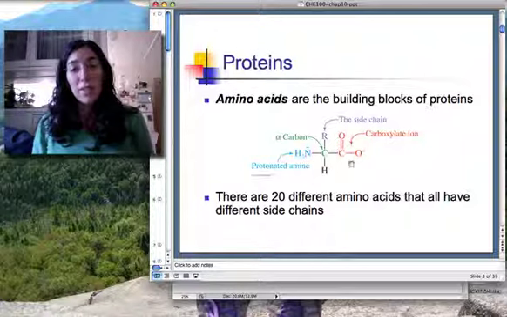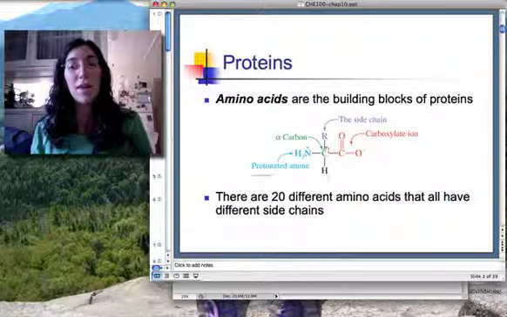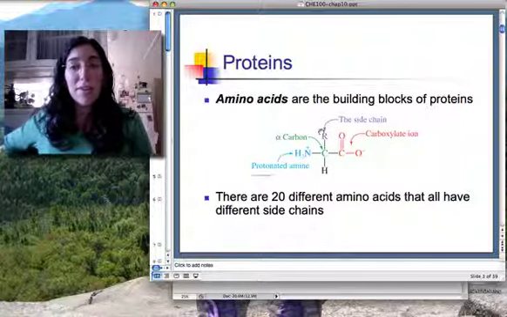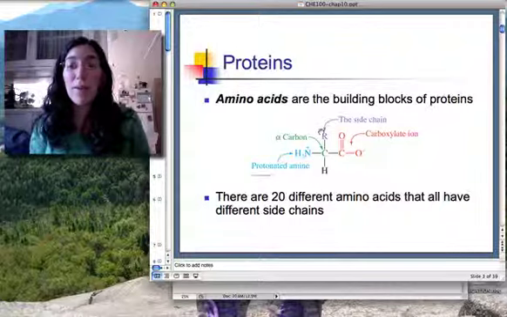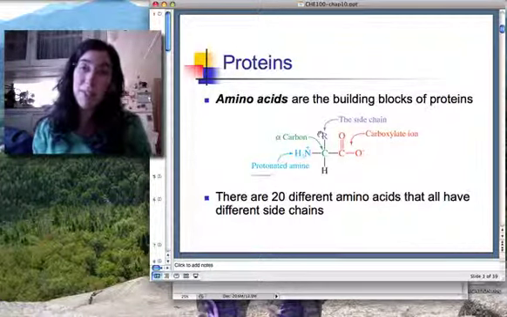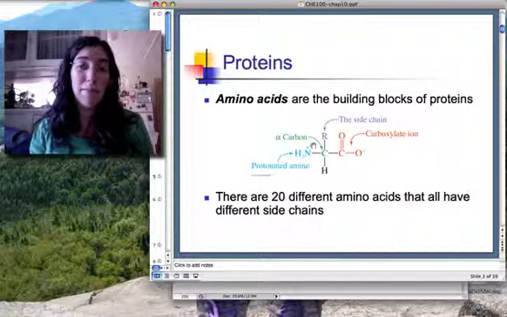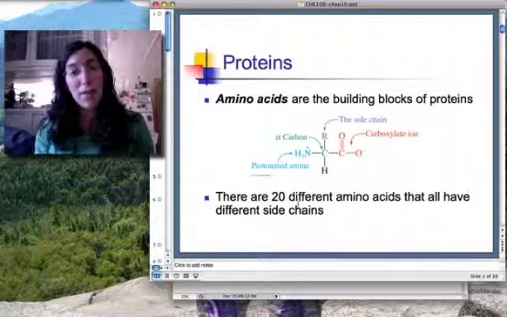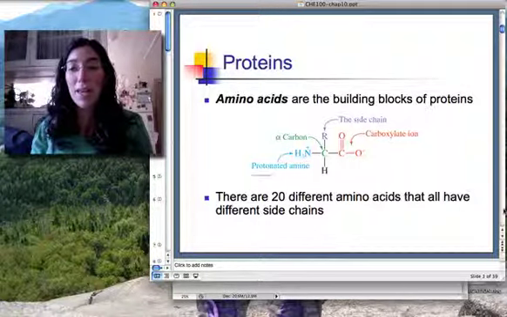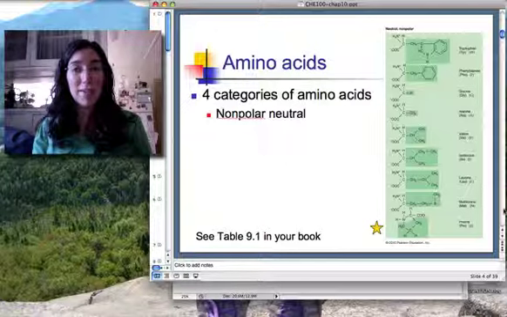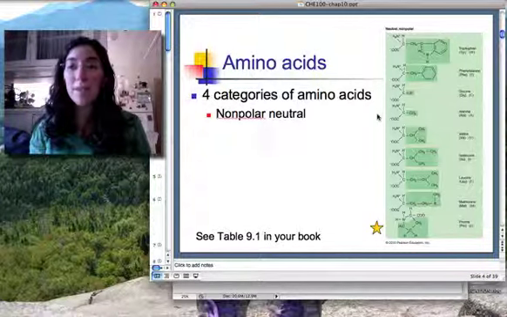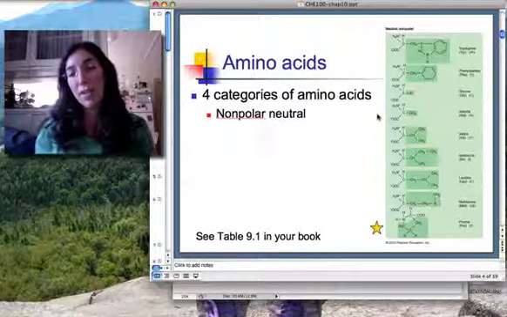So we've got the carboxylate group, the amine group, the hydrogen, and then the R group, which is known as the side chain. And that R group is different for each of the amino acids. So all the amino acids have the same amino group, carboxylate group, and hydrogen, and then they have a different R group, and that's what makes each amino acid unique. There are 20 different amino acids in our amino acid vocabulary, and you don't have to memorize them all. You would be given their structures on a test. But you should understand the different categories of amino acids.